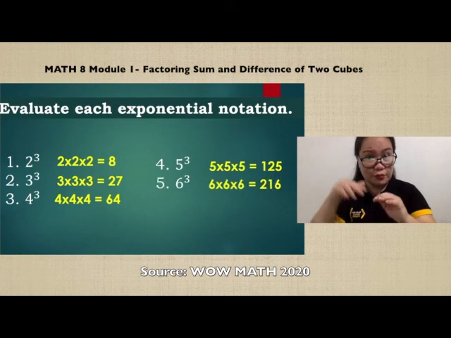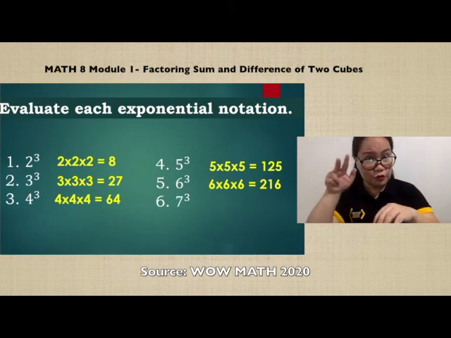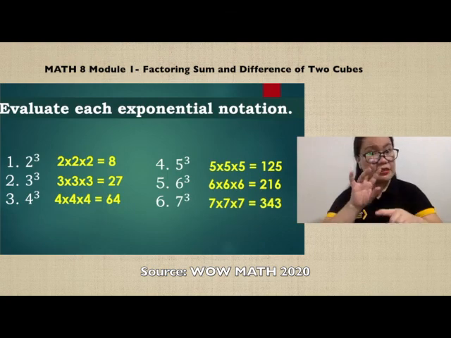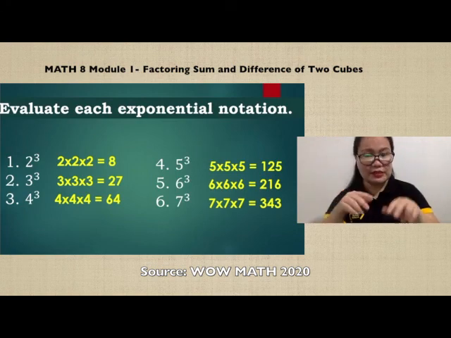6 cube, we have 6 times 6, 36, times 6 is 216. And 7 cube, we have 7 times 7, 49 times 7, that is 343. So, 7 cube is equal to 343.